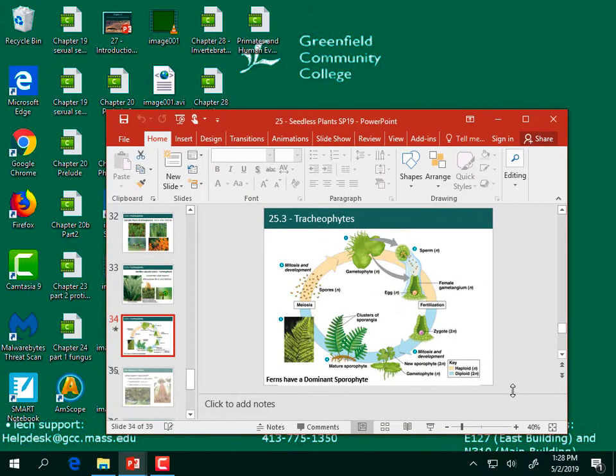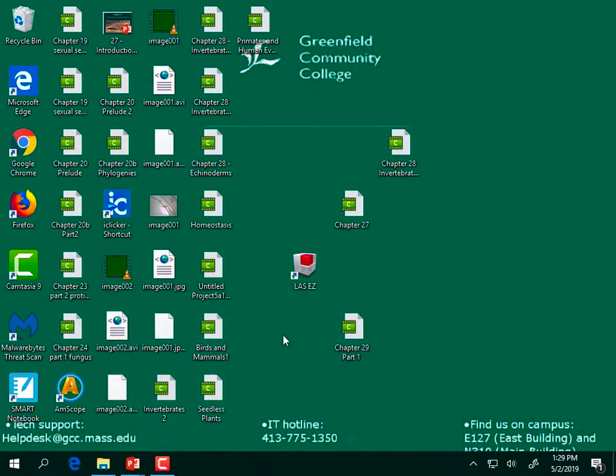Okay, does anybody have any questions about seedless vascular plants? All right, I will go ahead and start our seed plants, which will maybe be more interesting.